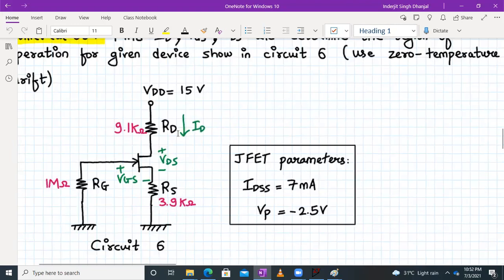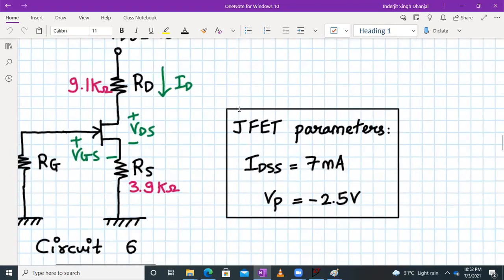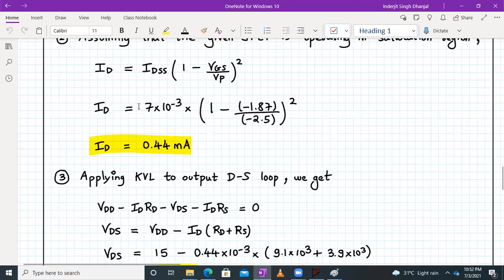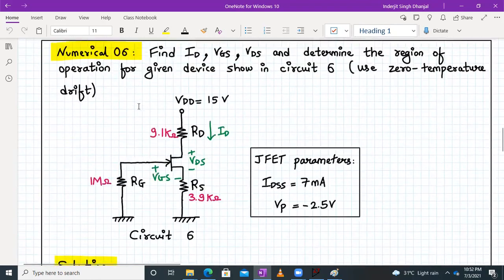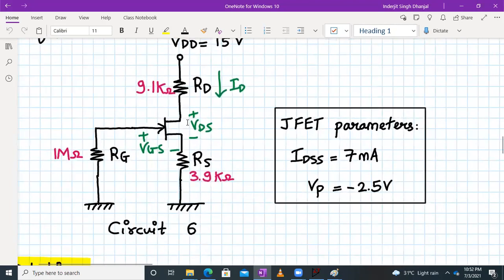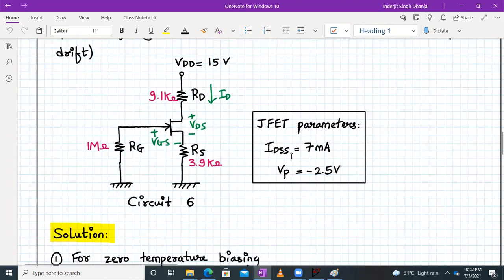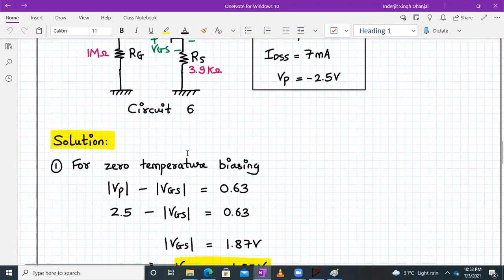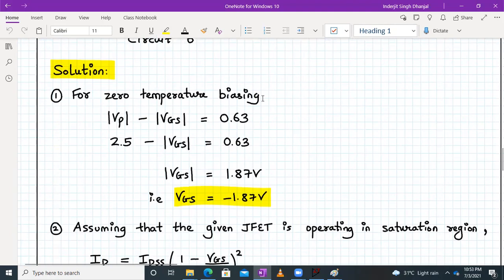So the value of RG, RD, RS, and VDD are given. The JFET parameters are also defined over here. So the JFET parameters, IDSS is given, VP is given. IDSS is 7 milliamperes, VP is minus 2.5. So let us proceed by zero temperature drift.